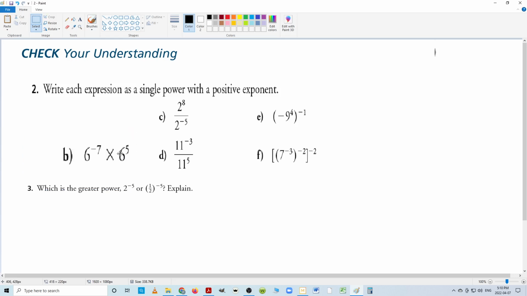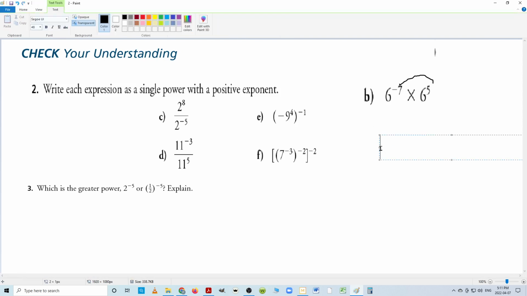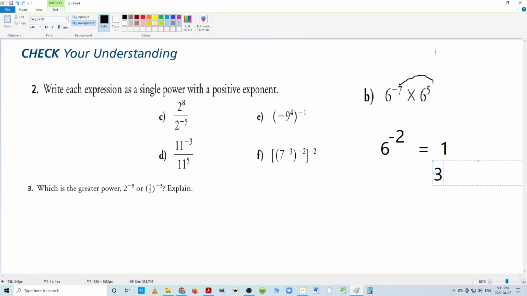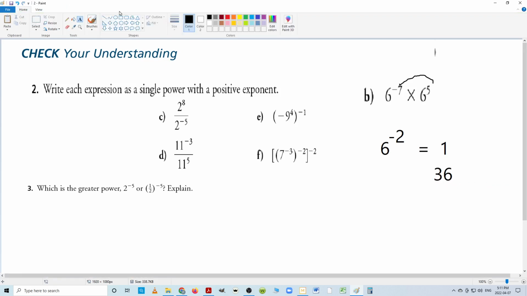These have the same base. That's the first question you always have to answer, which means if I'm multiplying them, I can add up the exponents. Minus 7 plus 5 is minus 2. 6 to the minus 2 is what that final answer is. The rule for a negative, it now becomes 1 over 6 to the 2, which is 1 over 36. Very good. There we go.